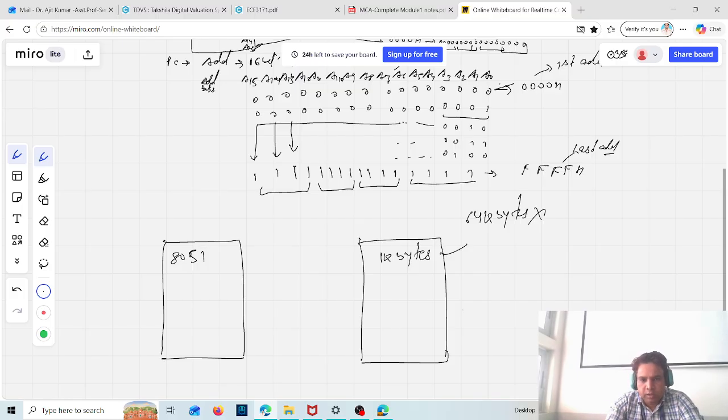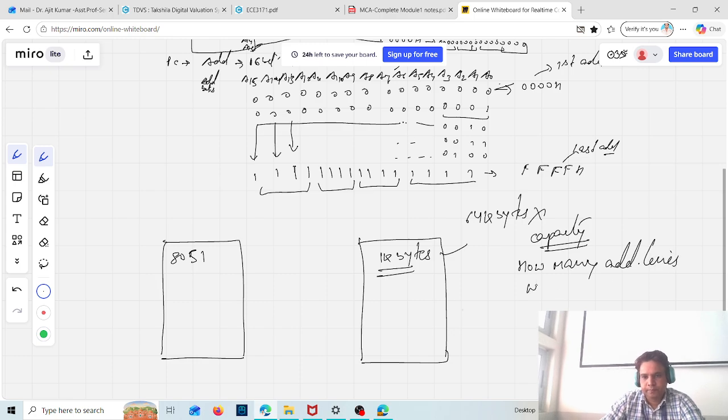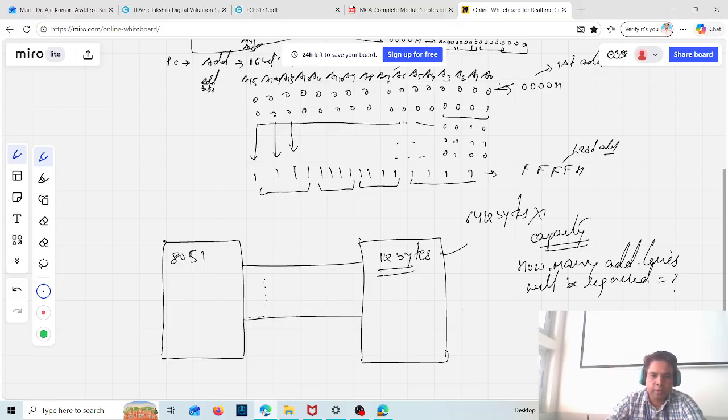Now just see here, if this is the capacity of the memory chip, can you tell me how many address lines will be required to interface it with your 8051 microcontroller? How many address lines will be required? So this is the question. If you understand this concept, then you will be able to answer the question. Of course, appreciate the concept of interfacing here.